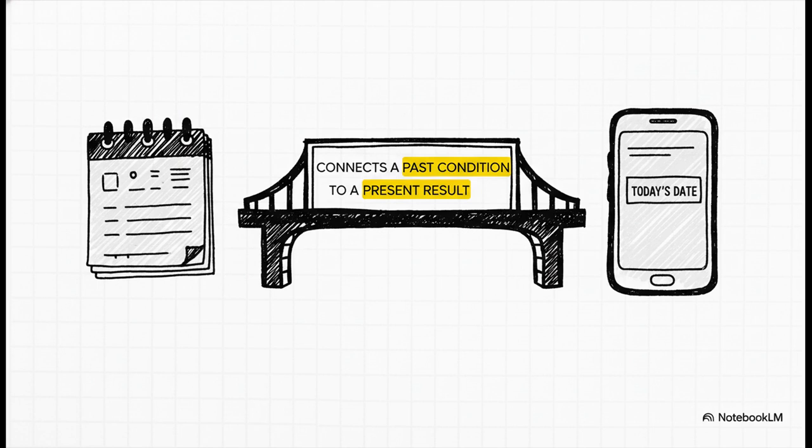For instance, think about this. If I had studied harder in school, I would be a doctor now. See what's happening? The past condition, if I had studied harder, is linked to the present result: I would be a doctor now. It's such an awesome tool for connecting our past choices to our present reality.